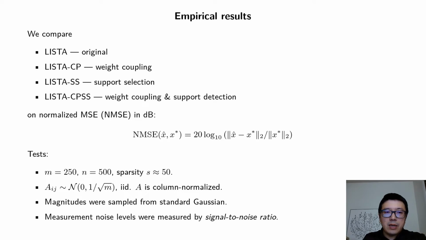And we test on NMSE in dB, and the tests I show here are using synthetic data, but you can also do it on real data like images. In the synthetic data, sparsity is about 50, the signal dimension is 500, and we're taking half of the measurements of the dimension. The sensing matrix has IID components, and the magnitudes of the non-zeros in the sparse signal are sampled from standard Gaussian. We also add noise to the measurements in some tests, and when noise is added, it's measured by signal to noise ratio.